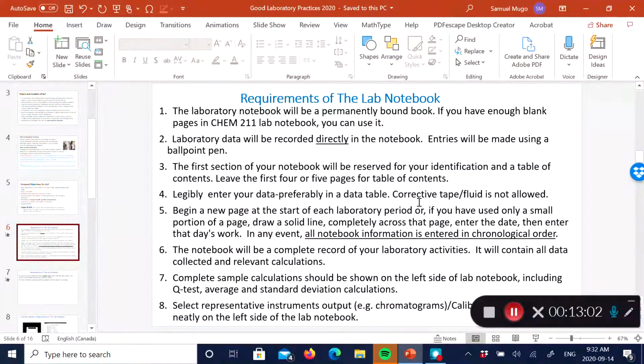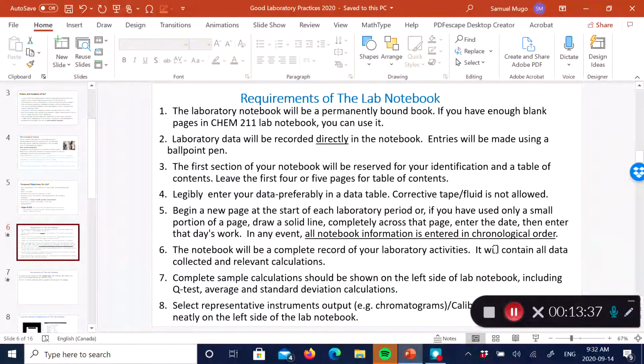So the lab notebook will be a complete record of all the laboratory activities. And so it will be very important to record the data, and all the relevant calculations should be in the lab notebook. Typically the left side of your book should be for your calculations, and the right-hand side should be where you actually record your data. So any calculations, like I said, should be on the left side of the lab notebook.